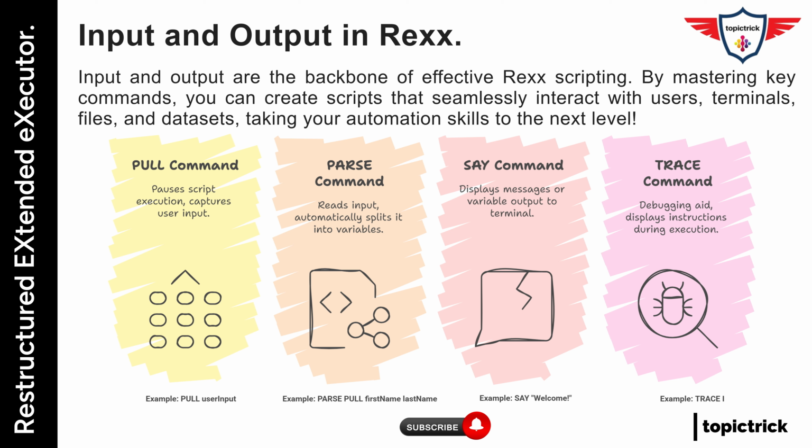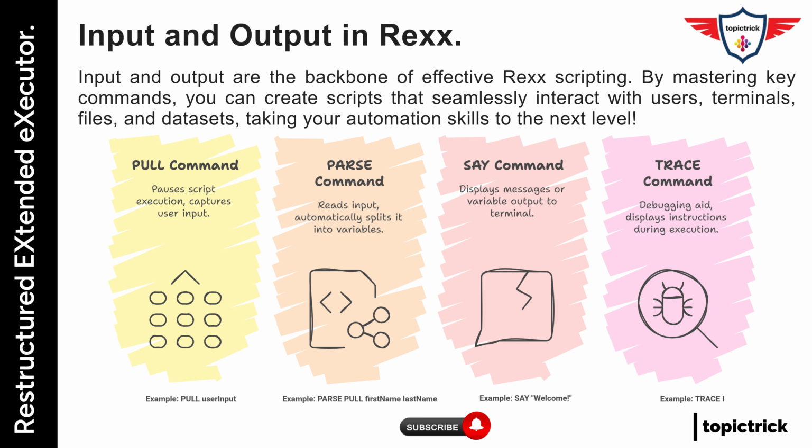Another handy command for output is trace. While say shows normal messages, trace is more about debugging. When you use trace, Rexx will display each instruction as it executes. This is super helpful when you're trying to understand how your script flows or when you're chasing down a tricky bug. That covers terminal interaction, but what if you want to work with files or datasets?